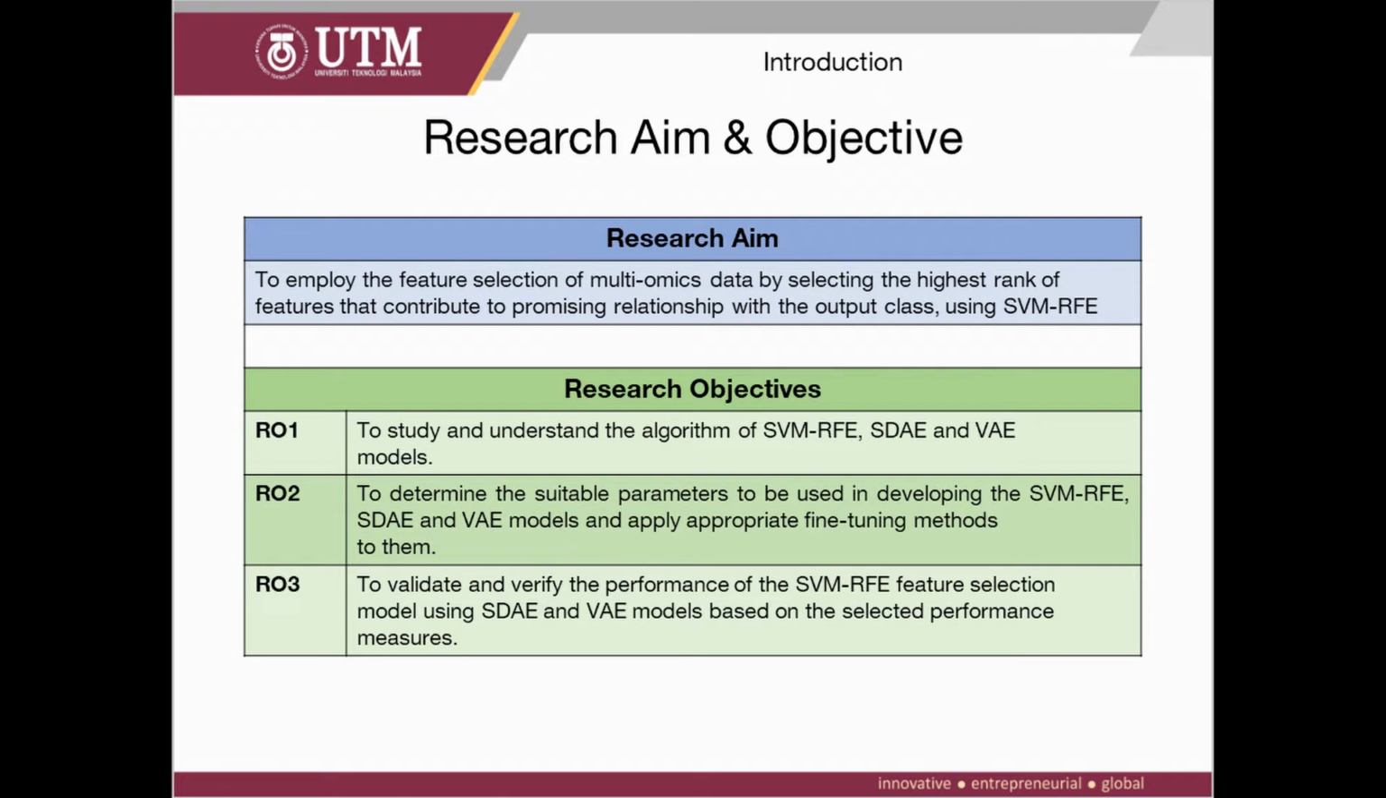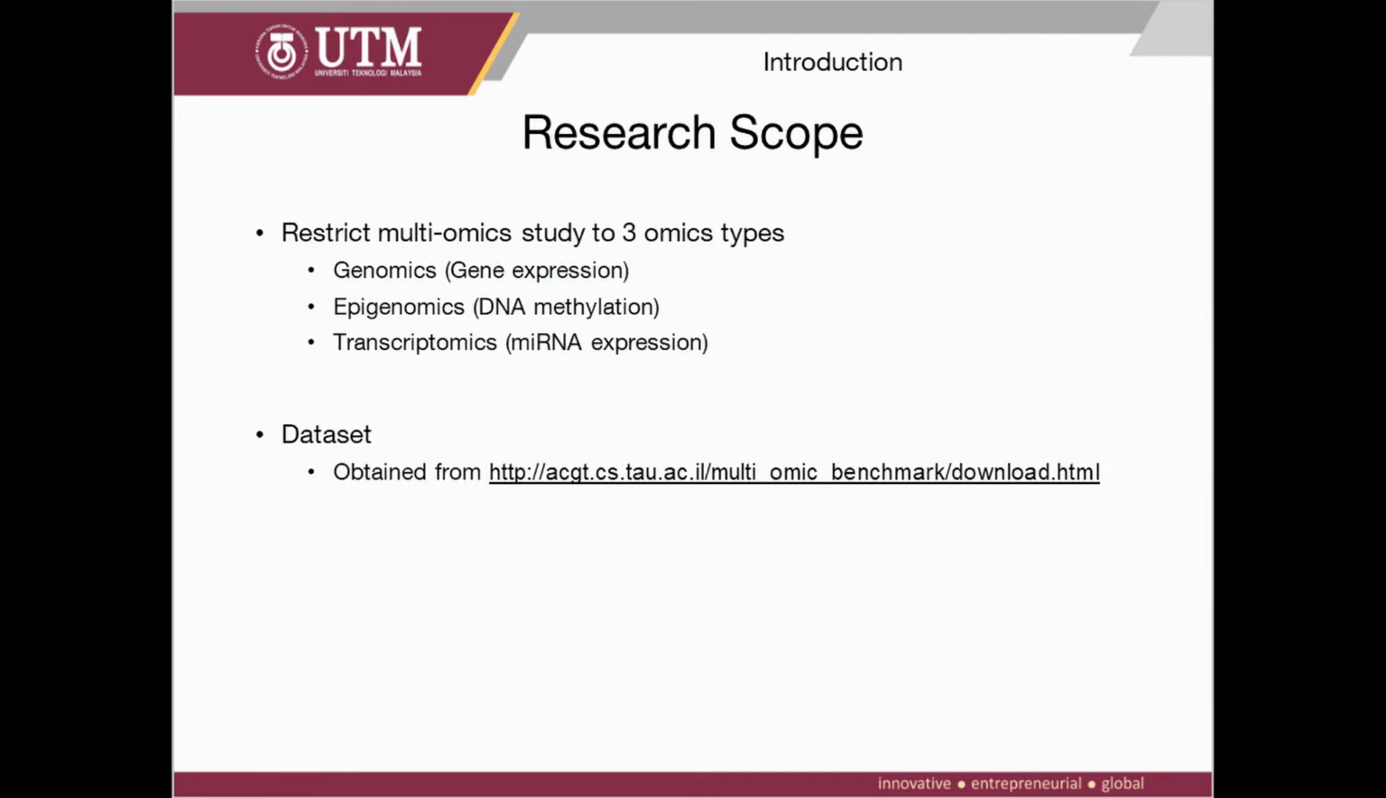RO3 is to validate and verify the performance of SVM-RFE feature selection model using SDAE and VAE models based on the selected performance measures. The research scope is as follows. The study restricts the multiomics study to 3 omics types, which are the genomics or gene expression, epigenomics or DNA methylation, and transcriptomics or mRNA expression.